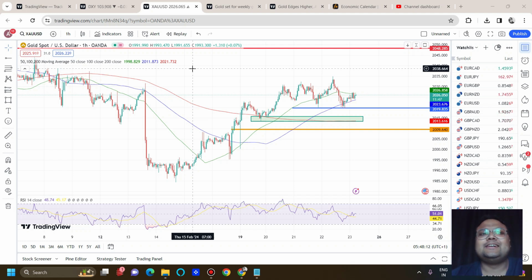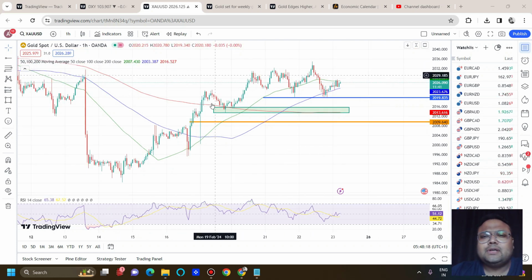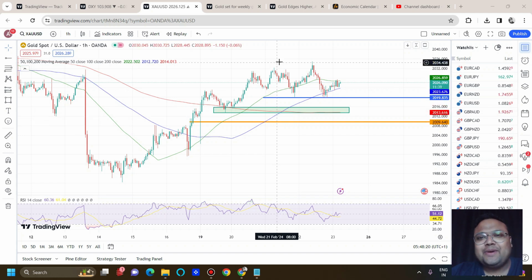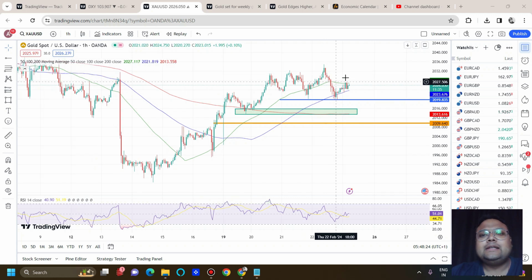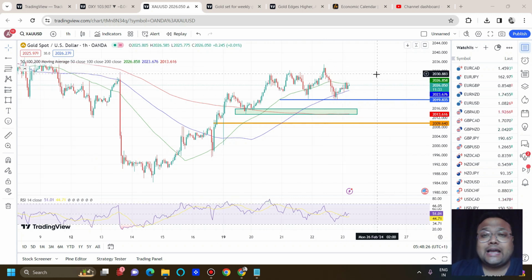So let's get started. My dear friends, this is the 1 hour chart of gold USD in front of us. And the confusion on gold still remains. Gold reversed from a level of 2035 and right now we can see that gold is showing sideways nature. So it's a little bit confusing market right now.